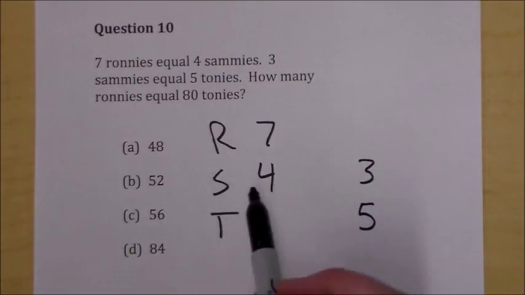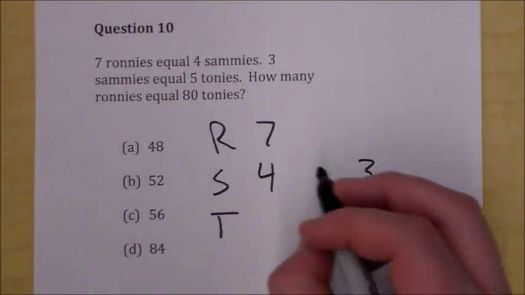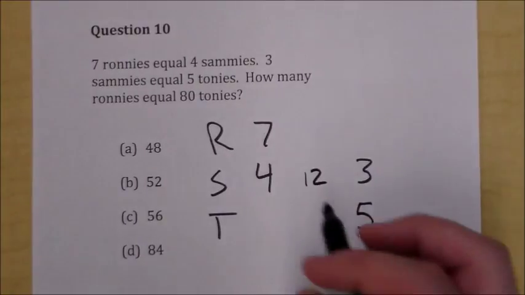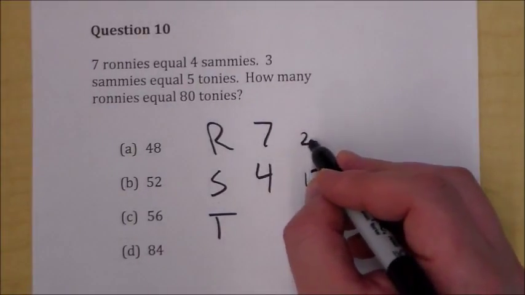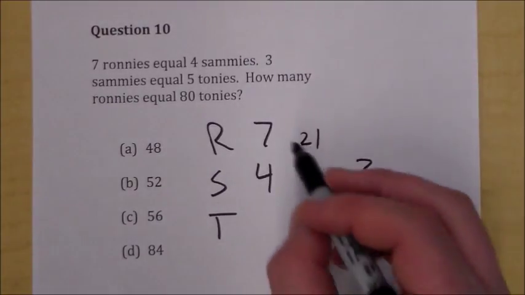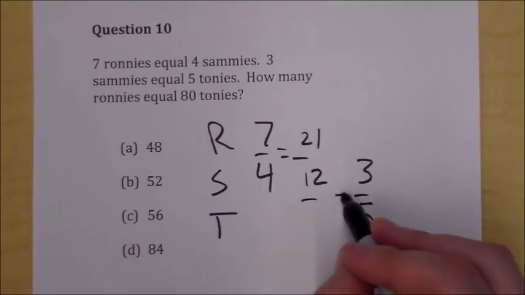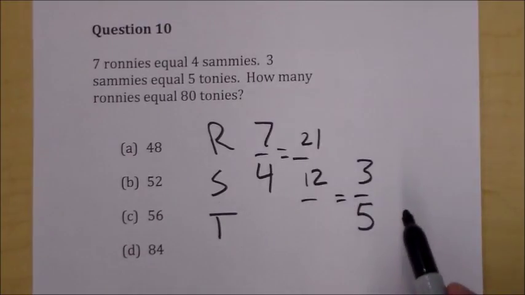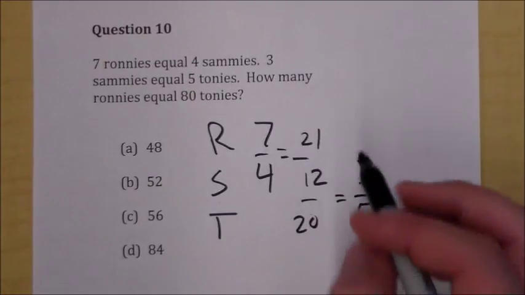Okay, so let's get the lowest common multiple of 4 and 3 of these guys here. This will be our bridge. Let's choose 12. 4 times 3 gets me 12, so I'm going to multiply 7 times 3. I'm going to get 21. And this is just another old proportion here. 3 times 4 gets me 12, so I'm going to multiply 5 times 4. I'm going to get 20, and there I have it.